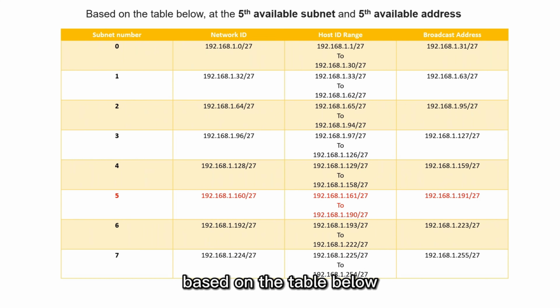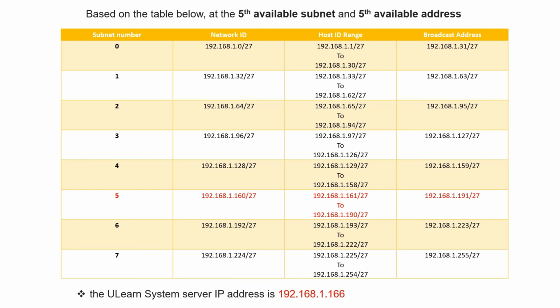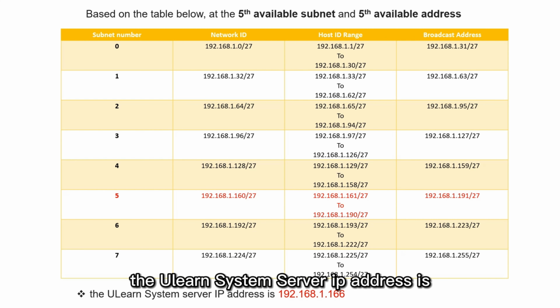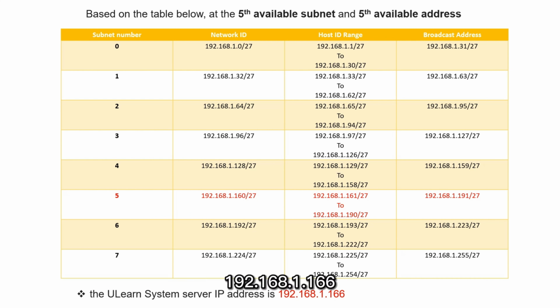Based on the table below, add the 5th available subnet and 5th available address. The YUAN system server IP address is 192.168.1.166.